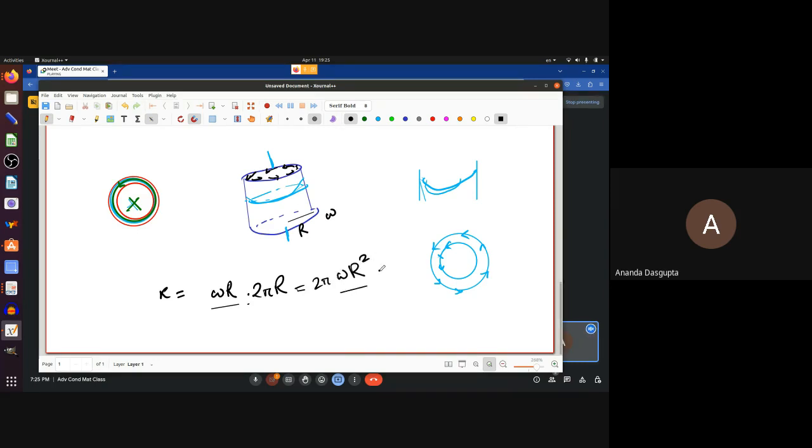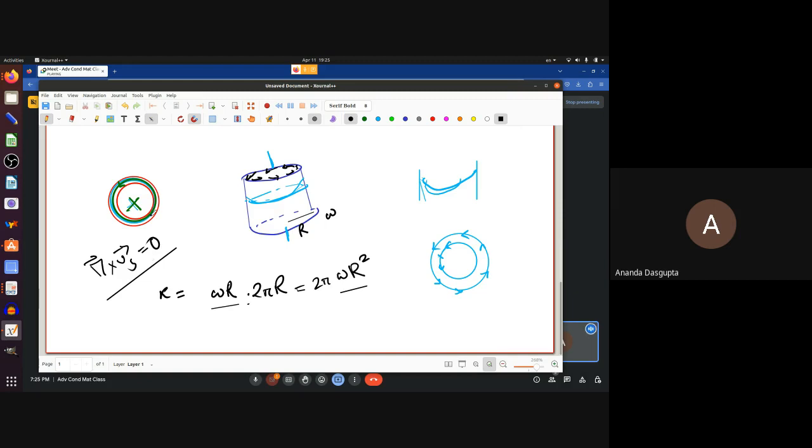Because the radius of the cylinder could be large, omega could be pretty large. I can spin the cylinder at a very high speed, so I can generate very huge values of kappa. With ordinary liquids, that's not a problem. However, if this were a superfluid, then I will have a huge problem with this issue. Because for a superfluid, remember once again, curl of Vs is zero.